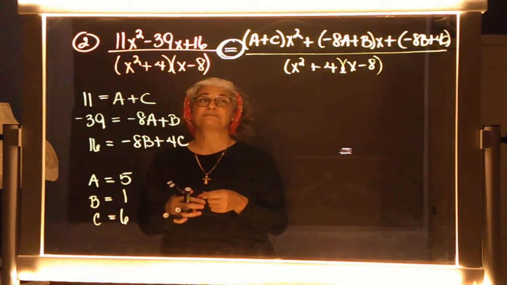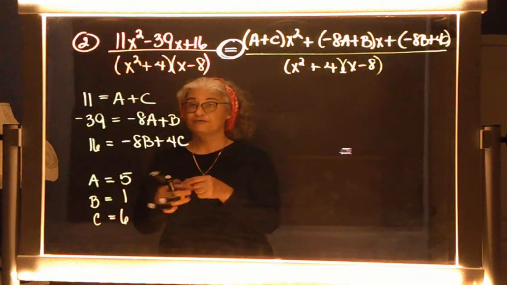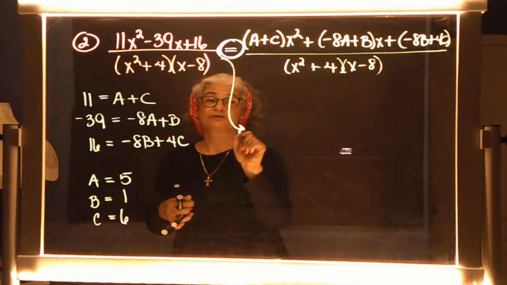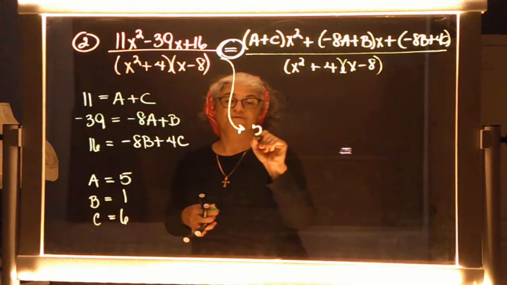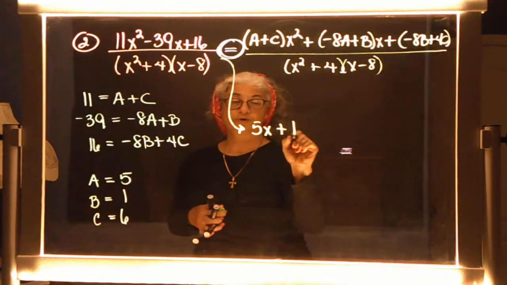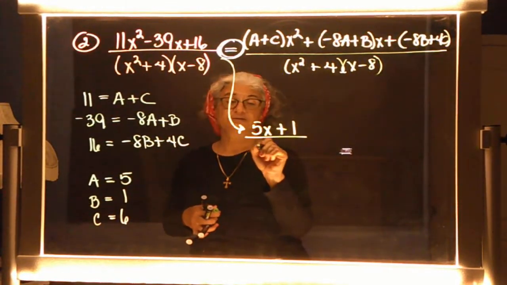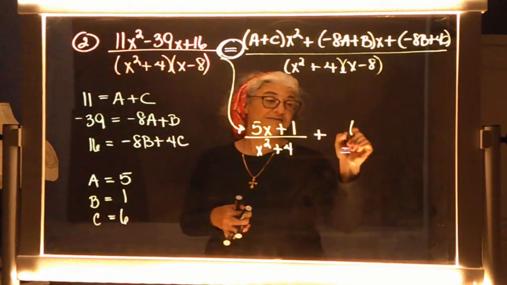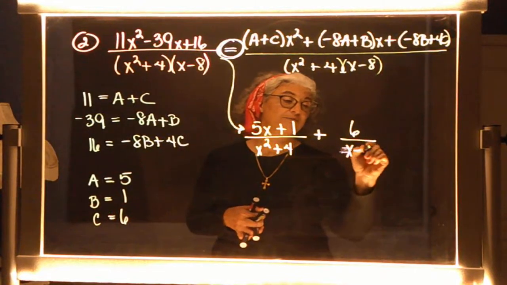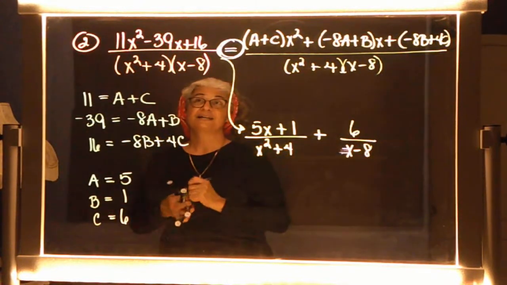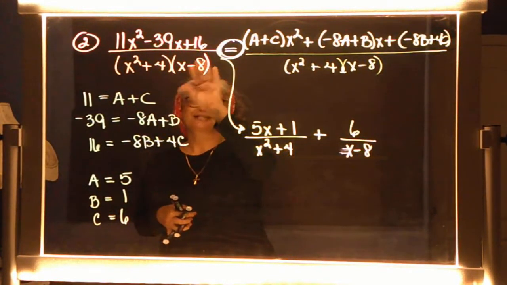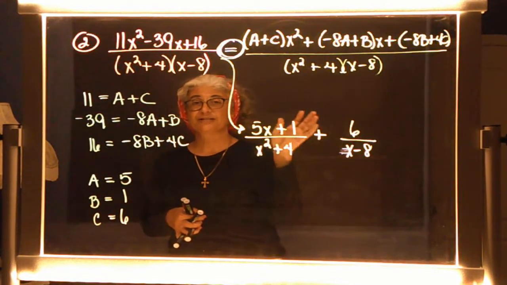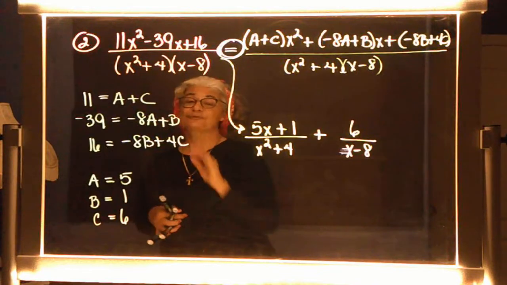Which means this fraction decomposed to 5x plus 1 over x squared plus 4 plus 6 over x minus 8. That's what this fraction, this answer decomposed to. These were the original two fractions that were added together to get this result.